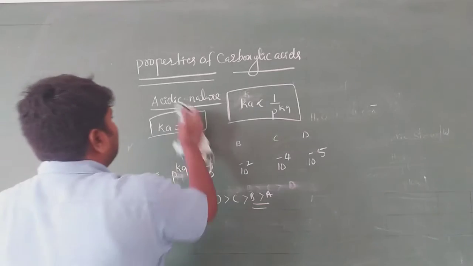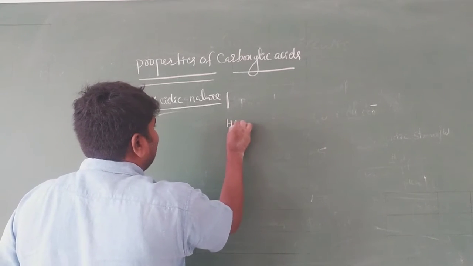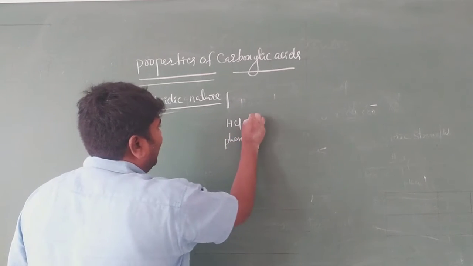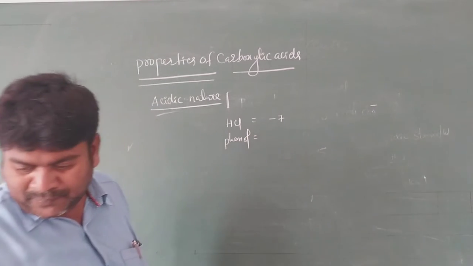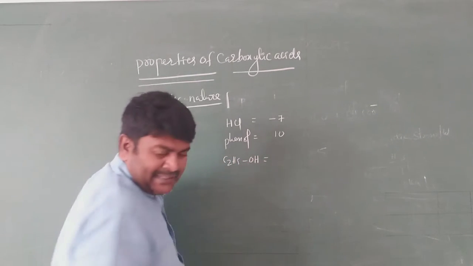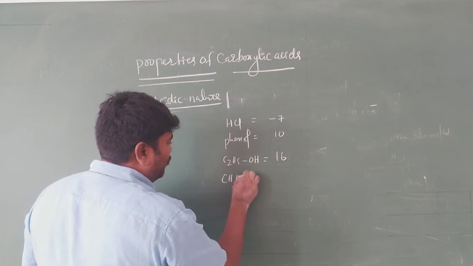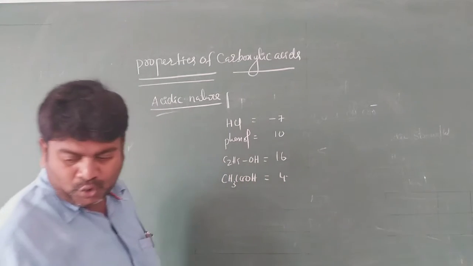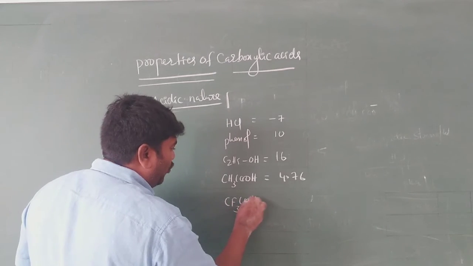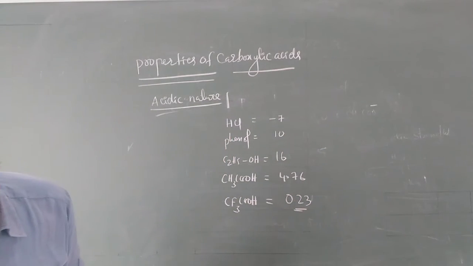I will give one best example. See all of you: HCl, phenol, C2H5OH, CH3COOH, CF3COOH. The pKa of HCl is minus 7, phenol is 10, C2H5OH is 16, CH3COOH is 4.76, and CF3COOH is 0.23.